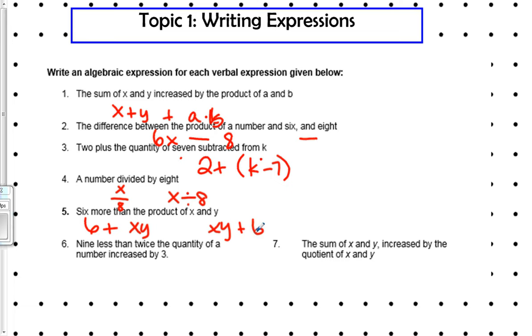9 less than twice the quantity of a number increased by 3. That's kind of a long one, right? 9 less than. Before I even write 9 minus, I need to think about this. If I said, again, 2 less than your age, you're thinking in your mind, okay, I'm 13, I'm 14, 9 less than that or 2 less than that, I'm going to subtract that from my age. So this 9 less than right here actually is going to go in the back of my problem.